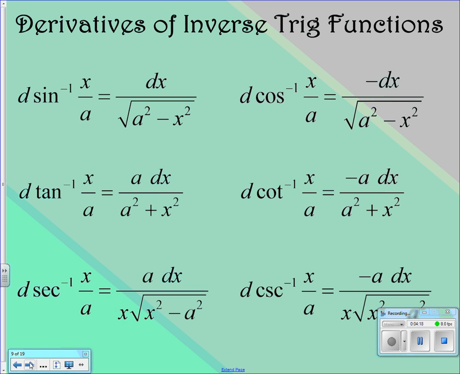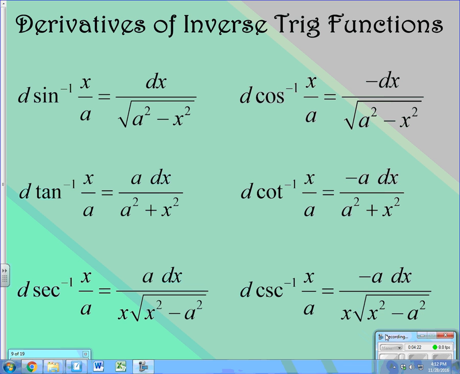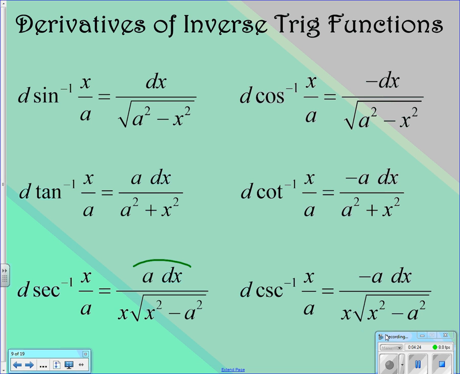And then for cosecant inverse, the derivative for it is very similar to the derivative for secant inverse. You're just looking at a slightly different numerator. The only difference there being that one of them has a negative a dx and one of them has a positive a dx. So those are the 6 derivatives of inverse trig functions. And so we are going to look at some examples using those.